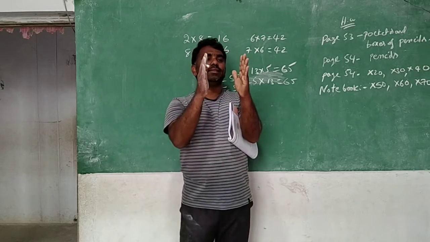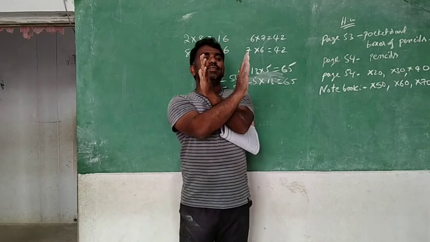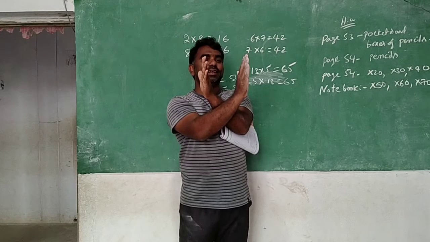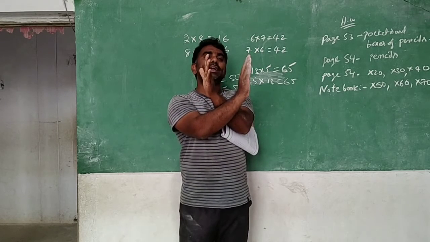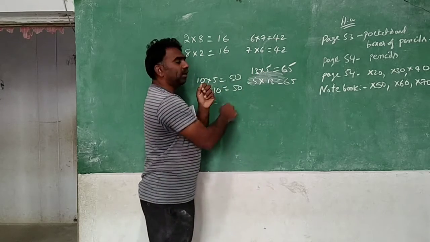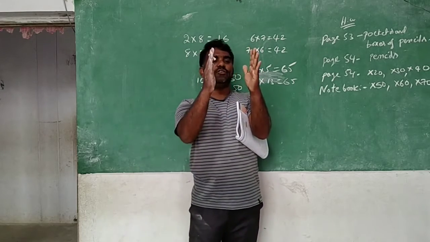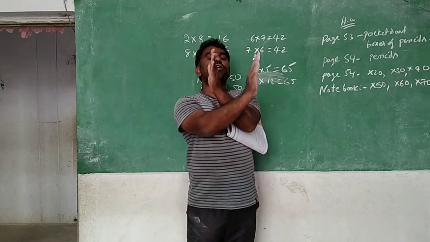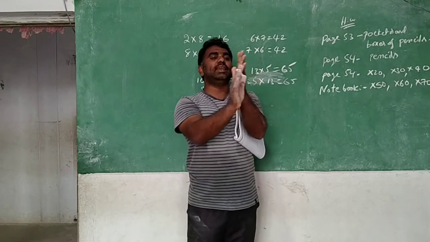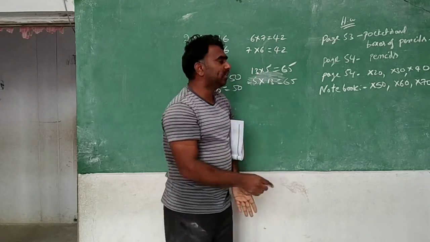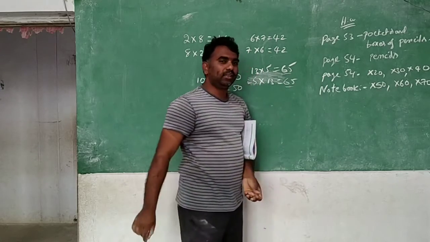10 and 5. Like this I exchanged. 5 and 10. 10 and 5. 5 and 10. Anyhow you multiply, I got the same answer. 13 and 5, 5 and 13. Any time in multiplication I got the answer 65.